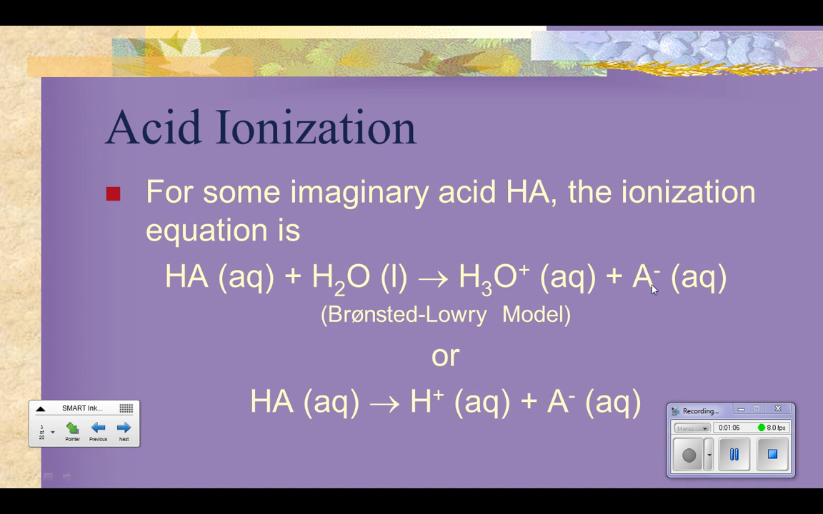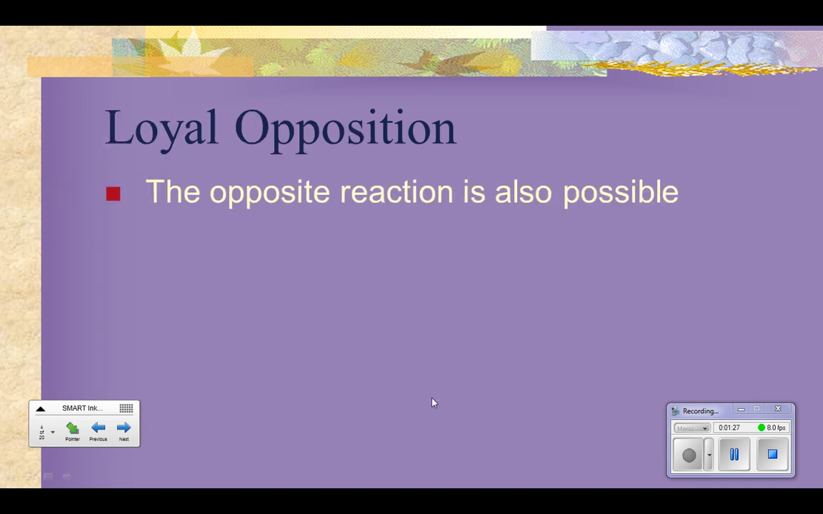Now we could write this another way that's much shorter, and we'll probably write it this way a little more often as we go forward out of this chapter. If we have HA, it's aqueous, it's just going to ionize into hydrogen ions and A anions. This is the Arrhenius model. Remember that Arrhenius just said that acids produce hydrogen ions when you put them in water.